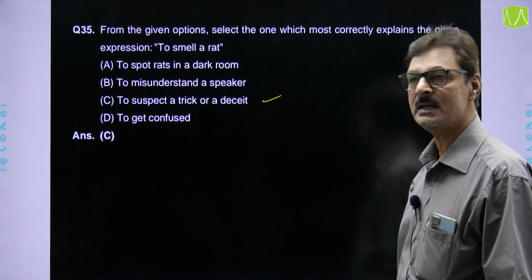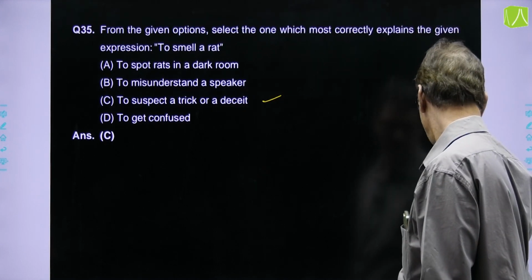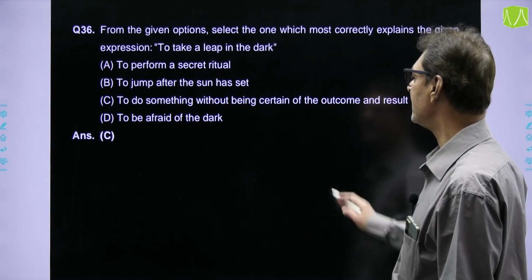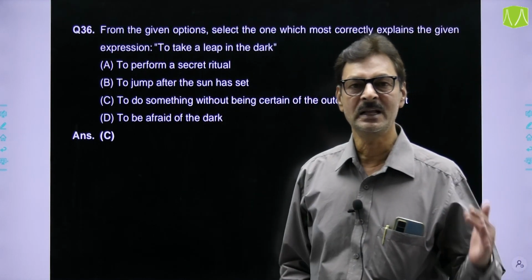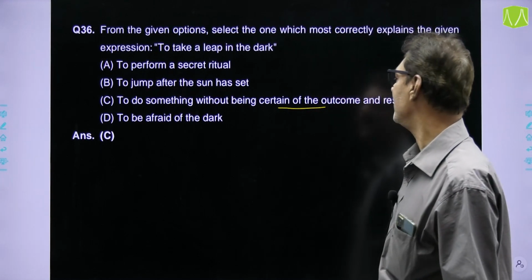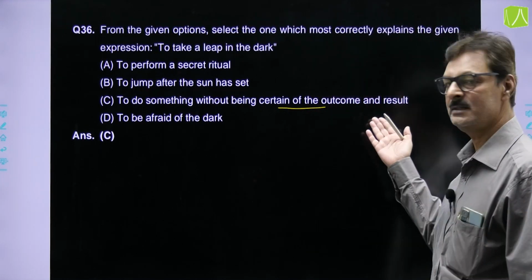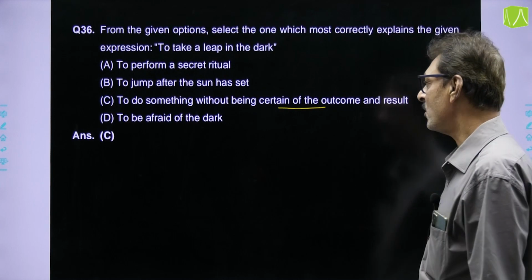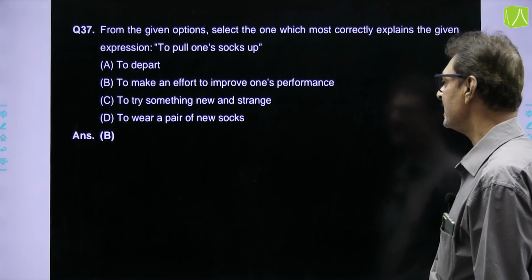So, option C is the correct answer for question number 35. Question number 36: To take a leap in the dark. Andher mein chhalang lagana. And the correct answer is to do something without being certain of the outcome and the result. Easy option, easy idiom.